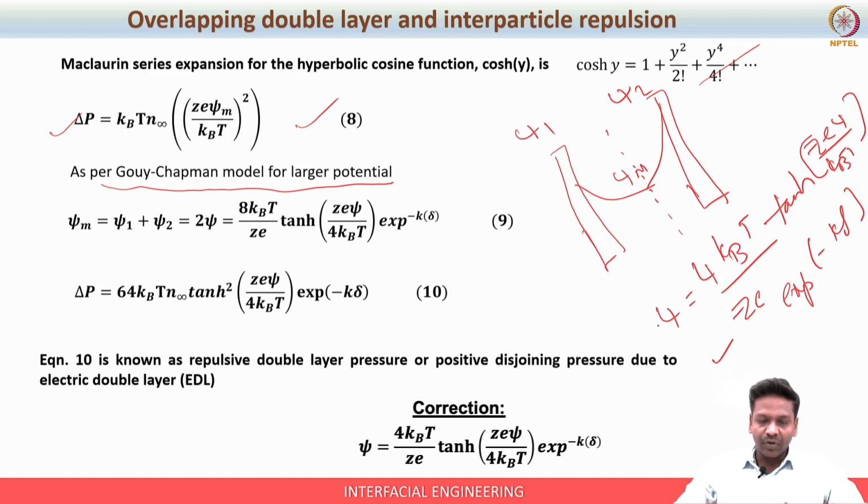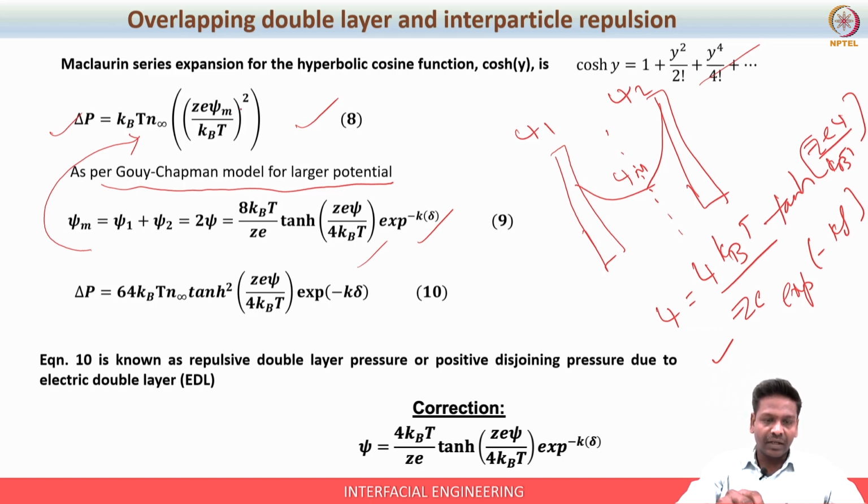So if you simply substitute this over here in place of psi, you get the equation for the potential at the midpoint, that is psi m, which is nothing but 8 kBT by Ze tanh(Zeψ/4kBT) exp(-κδ). So all we need to do is substitute this value here, that is psi m. Psi m was unknown, so what we determined is the psi m only.